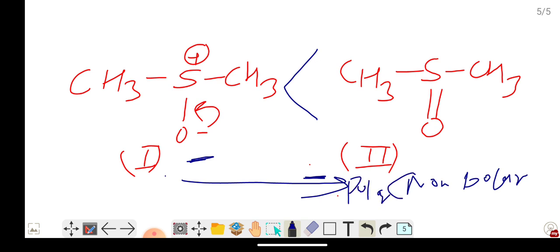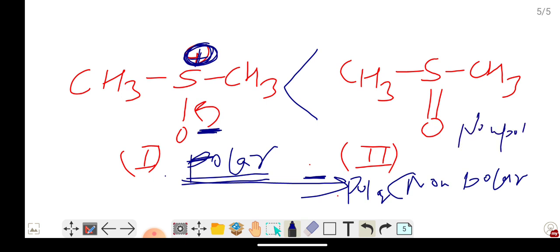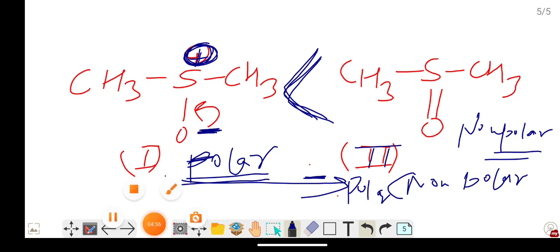Polar means a charge is present, so polarity develops. If a positive or negative or both charges are present, then polarity develops. So this resonating structure is polar, and this one is non-polar. Non-polar resonating structures are more stable than polar ones, so the second resonating structure will be more stable than the first. In this way we determine the stability of resonating structures.